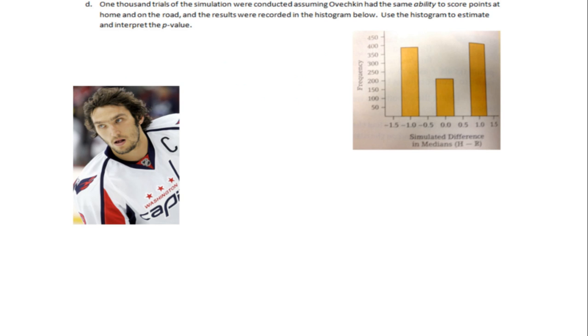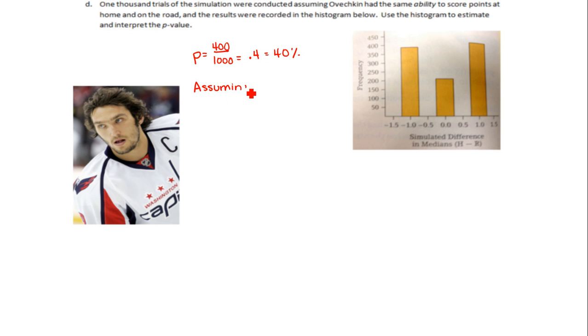1,000 trials were conducted, assuming he had the same ability to score points at home and on the road. Use the histogram to estimate and interpret the p-value. Well, our difference was 1, and that's 400, so our p-value is 400 out of 1,000, which is 0.4 or 40%.